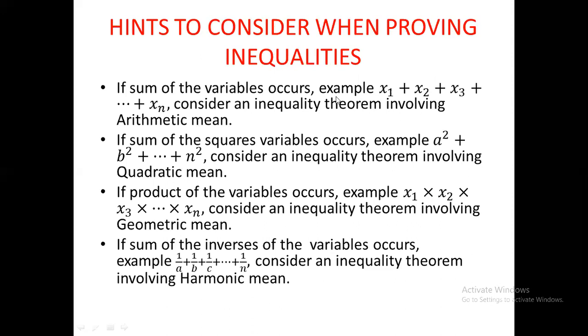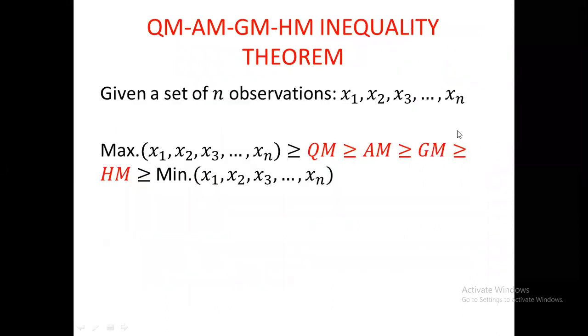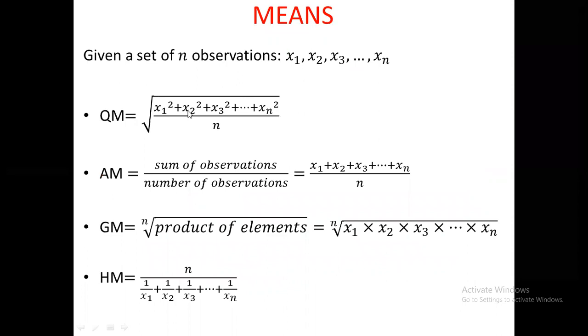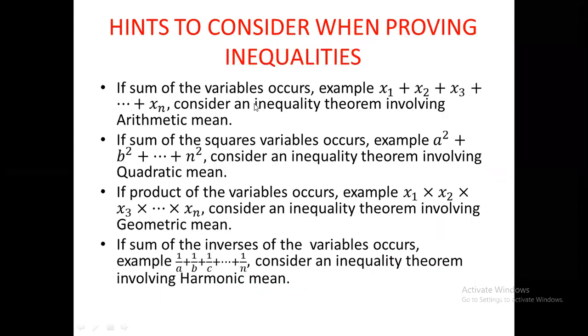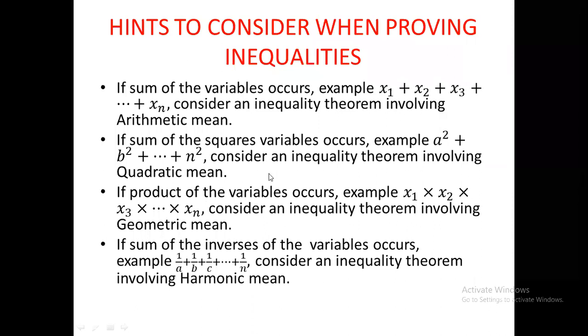So whenever you see a sum of terms, think along that line. Look at how you could bring the inequality theorem that has to do with arithmetic mean into the picture. Now, if the squares of the variables occur, for example a squared, b squared, you consider quadratic mean. If you're having squares, the reason is simple. In a previous slide, we saw quadratic mean has to do with the sum of squares of the given observations. So if you see it in a problem, you may consider looking for how you could bring quadratic mean into the picture. I'm going to do a few examples to illustrate what I'm trying to say.